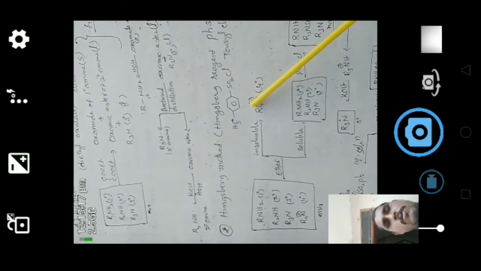Now the second one is the Hinsberg method. This is very important from your examination point of view. Here the tosyl chloride or benzene sulfonyl chloride are the Hinsberg reagents. When we react the mixture of amines, that is primary amines, secondary amines, tertiary amines and quaternary salts, with ether, the insoluble quaternary salt is separated out.